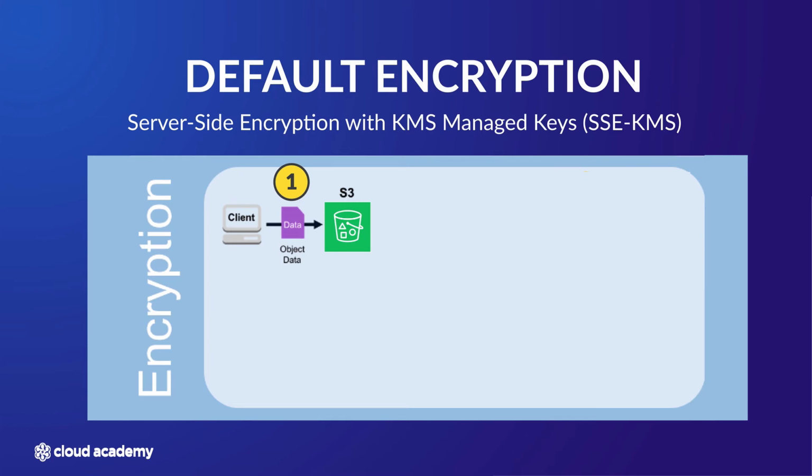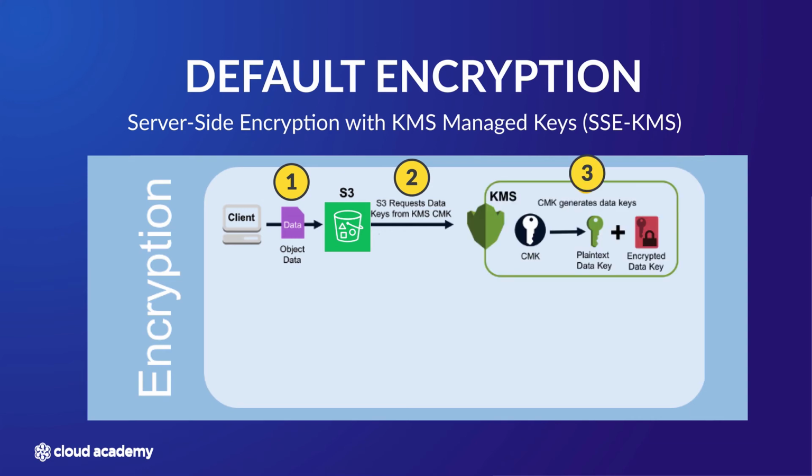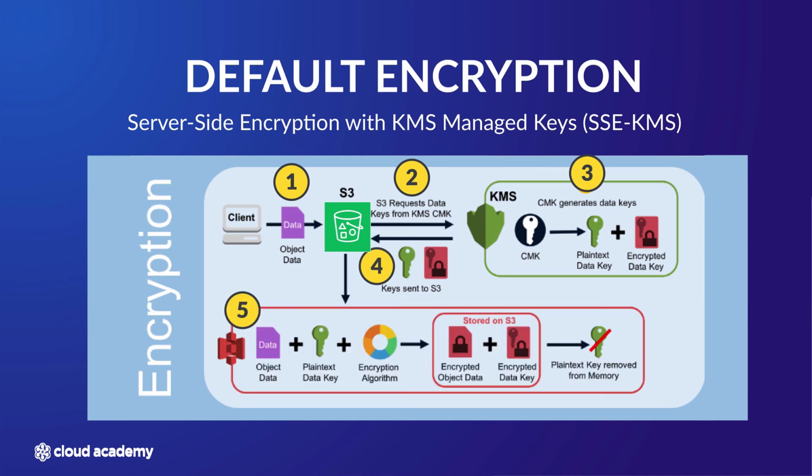Firstly, a client uploads object data to S3. S3 then requests data keys from a KMS CMK. Using the specified CMK, KMS generates two data keys, a plaintext data key and an encrypted version of the same data key. These two keys are then sent back to S3. S3 then combines the object data and the plaintext data key to perform the encryption. This creates an encrypted version of the object data, which is then stored on S3 along with the encrypted data key. The plaintext data key is then removed from memory.